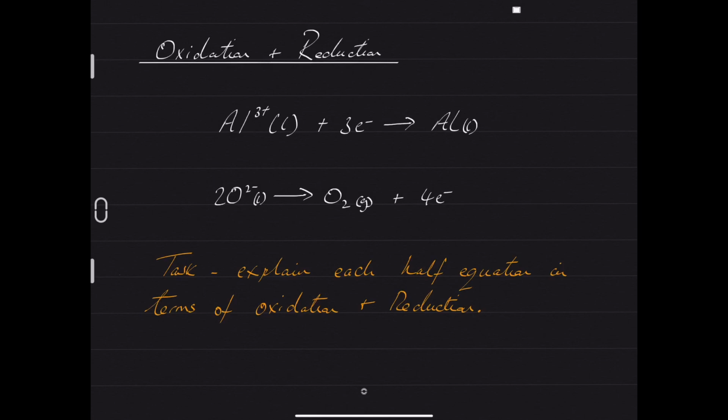Then I want you to use those two keywords correctly along with the keyword electron, and give me a sentence or two for each half equation. So you're going to take the first equation for aluminium, then you're going to tell me, has it been oxidized or reduced in terms of electrons, and you're going to construct an answer. Then you're going to do the same thing for oxygen, and I would like both answers typed back to me on Teams.